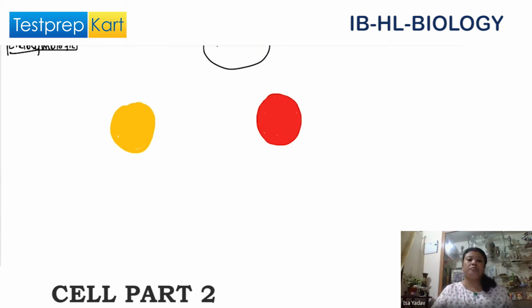This cell trapped light energy, and with the help of light energy, it started to produce food. Whereas this cell used the food and broke down the food to release ATP or energy. Till here, the point is clear.